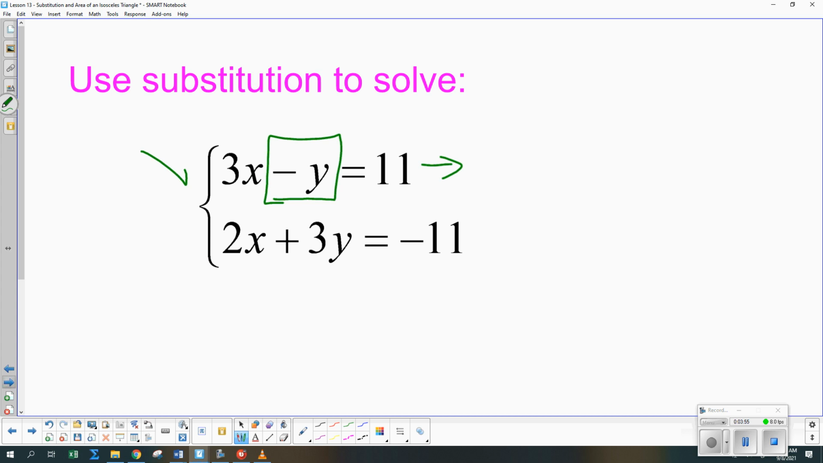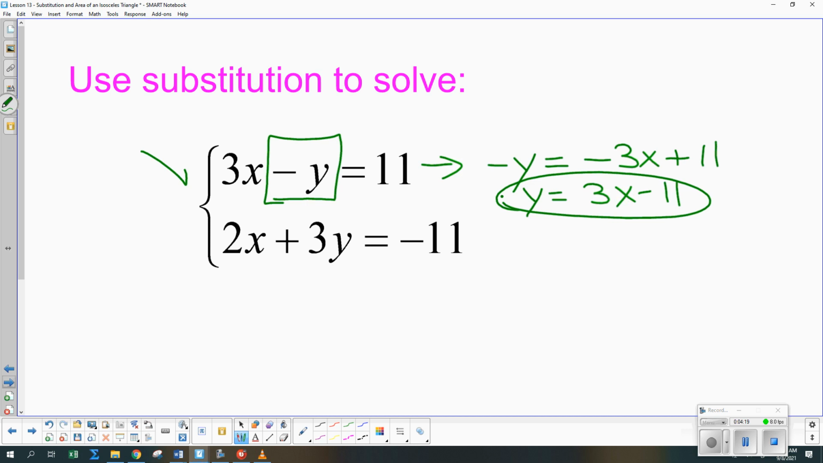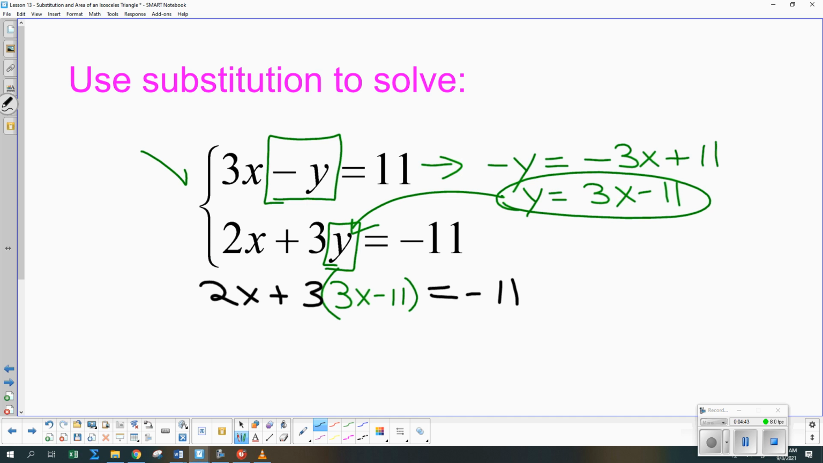If I subtract the 3x from both sides, I have minus y is minus 3x plus 11. And then if I change all of the signs, I multiply everything by a negative 1, y equals 3x minus 11. That is what I will now substitute into the other equation. So in the other equation, since I have y by itself, I find the y in the other equation, and I change the y to a 3x minus 11. That y was still times a 3, and I still have the 2x plus that out in front, and I still have the minus 11 on the right-hand side.